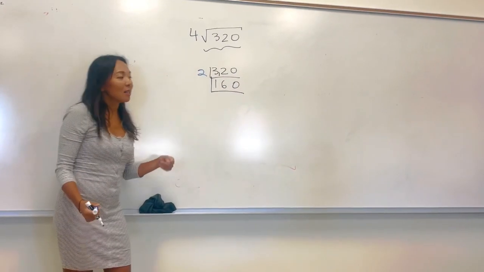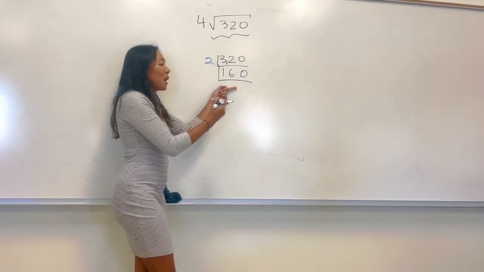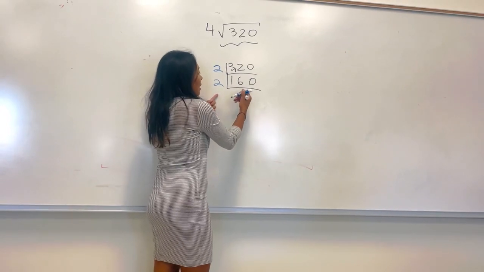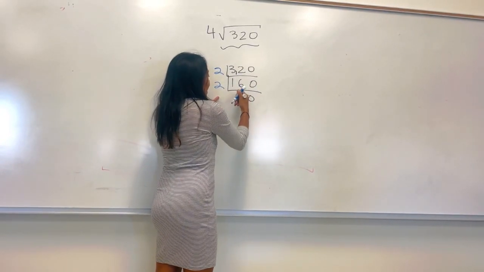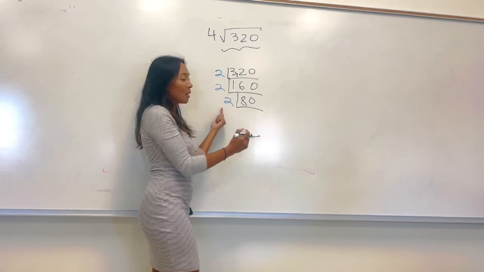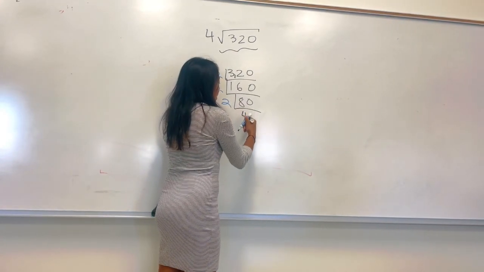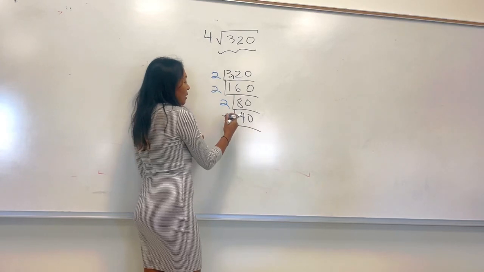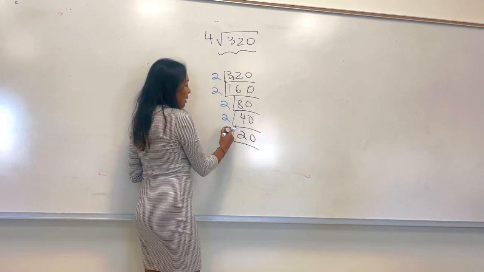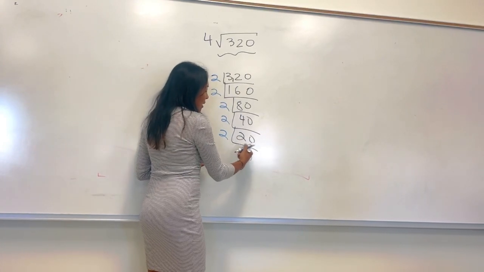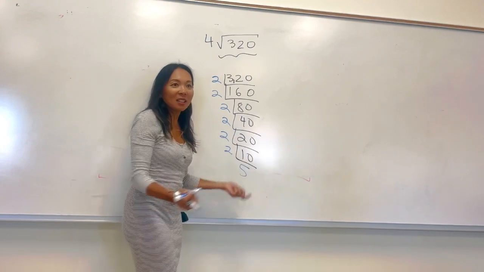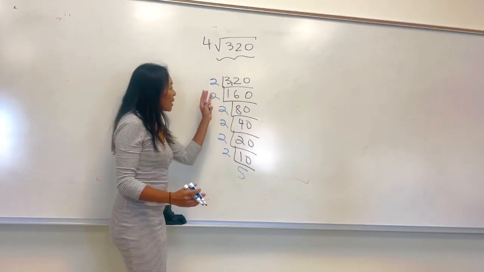So 160, still a big number. Divide this by 2. What's 160 divided by 2? 80. Divide this by 2. 80 divided by 2 is 40. 40 divided by 2 is 20. 20 divided by 2 is 10. 10 divided by 2 is 5. And I'm done with the waterfall.